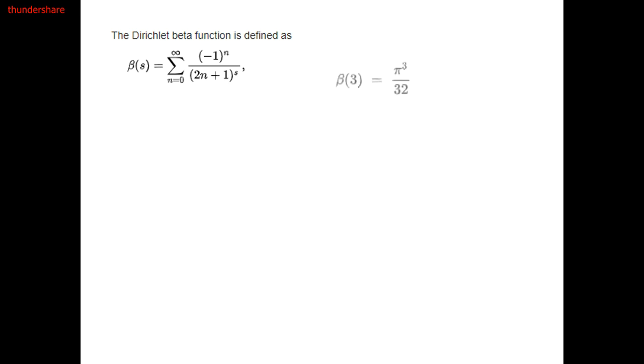Okay, everyone, the problem is almost finished. This is called the Dirichlet beta function, which is defined by beta(s) equals the sum n equals 0 to infinity of (-1)^n divided by (2n+1)^s, and it is the same as our problem. Just substitute s with 3, so the value will equal pi^3 divided by 32. But we are multiplying by 2, so our answer will be 2 beta(3), which equals pi^3/16.